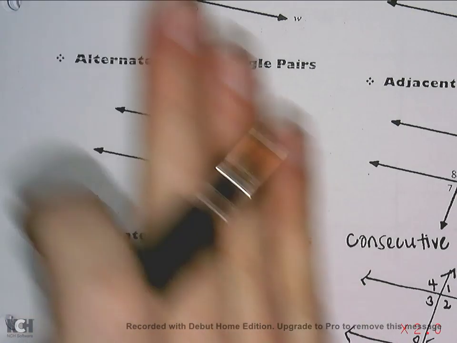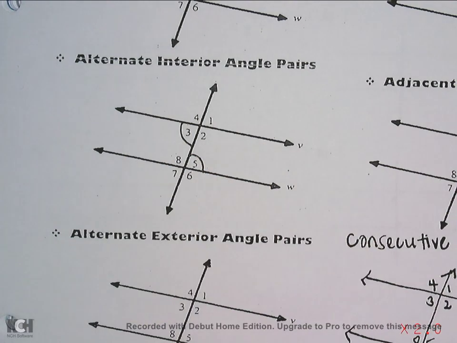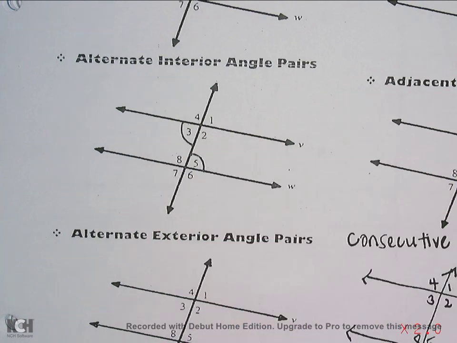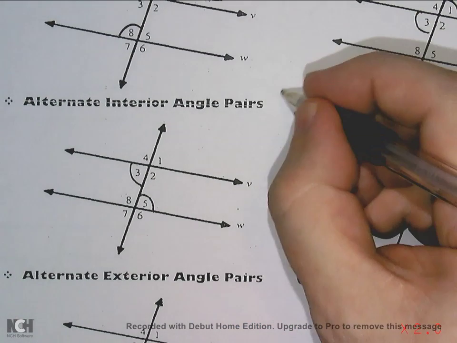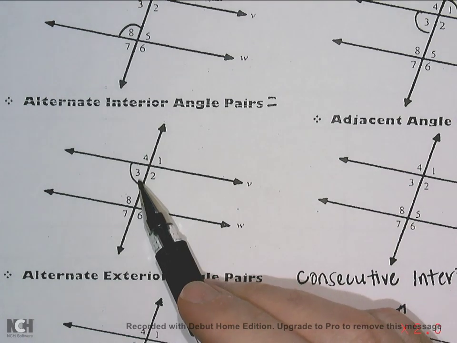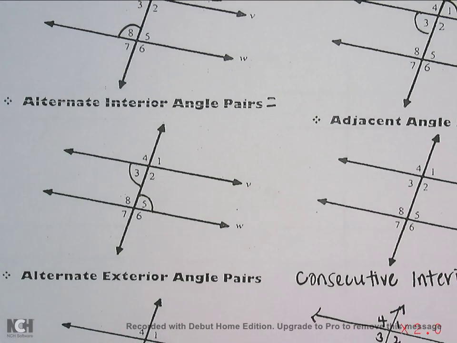Okay? Just alternate sides, alternate intersections. Okay? Another pair of alternate interior angles would be 2 and 8, right? And our relationship here is that these are equal to each other. They equal each other, and they would be the exact same thing. So again, if 3 was 70 degrees, that means 5 is also 70 degrees. Okay?